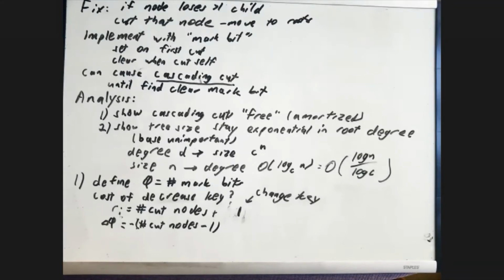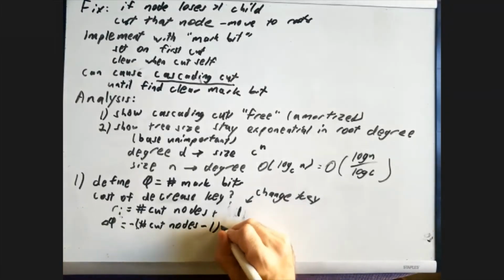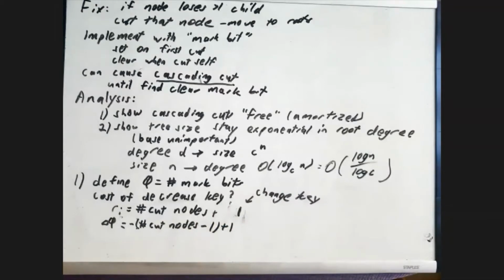For the parent of the node that you cut. Exactly, you set that mark bit, right? I do this cascading cut, but eventually I stop. I stop when I hit a node that does not have a set mark bit, and I set that mark bit. So I add 1 to the potential by setting that last mark bit.